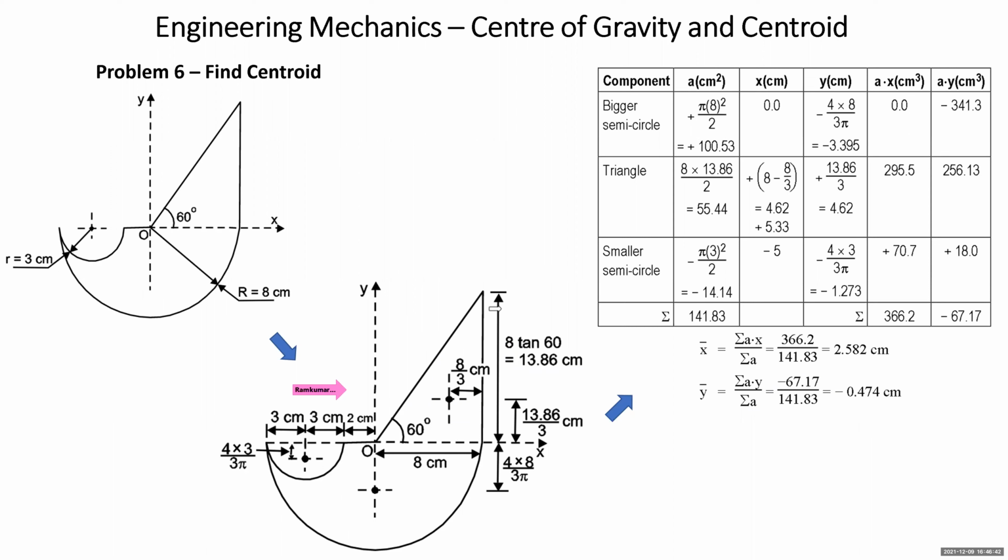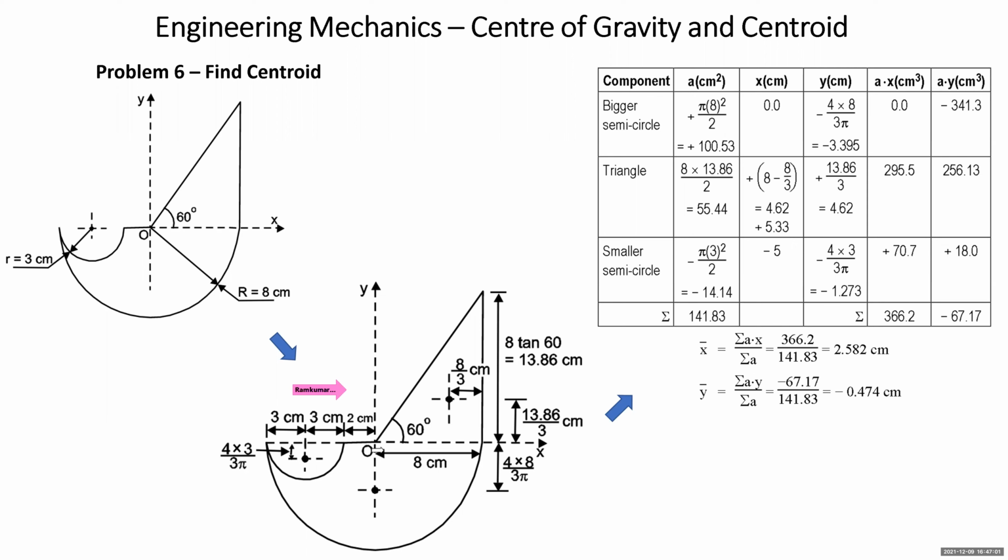So can you understand that tan theta, tan 60, is what? Suppose this is y, y upon x. So y is required, x is 8. So this dimension of the right angle triangle will be 8 tan 60, which comes to 13.86. Now we mark the centroid of each component.